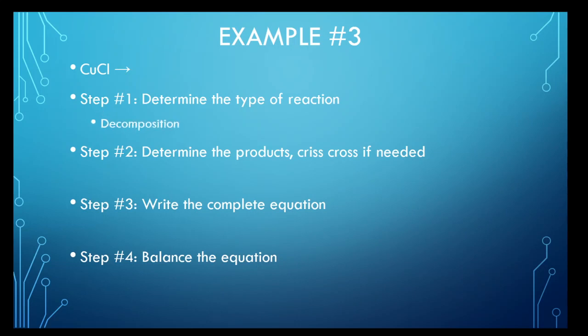Hope you said decomposition. So it's going to decompose into the two actual separate elements, okay? And then you're going to determine the products, crisscross if needed. But you will know that it'll split up into copper and chlorine. And again, notice I put a 2 on chlorine because it is one of our natural diatomics. Those are our 7. Remember, it makes that number 7 over on the right side of the table, and plus hydrogen. So it is a diatomic.